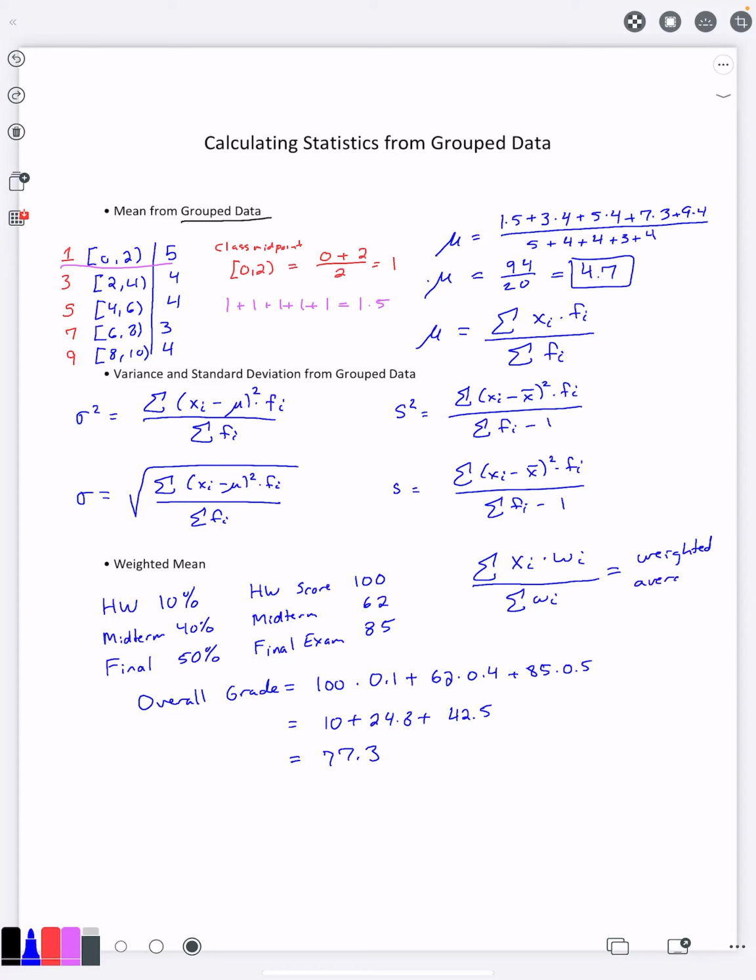Now I didn't actually divide by anything here, because if you add up my weights, 10% plus 40% plus 50%, that adds up to 100%, and dividing by 100% doesn't actually change anything. It's just 1. So in this case, I didn't have to do the division. It's no problem there. And that's what you'd have for your weighted average.